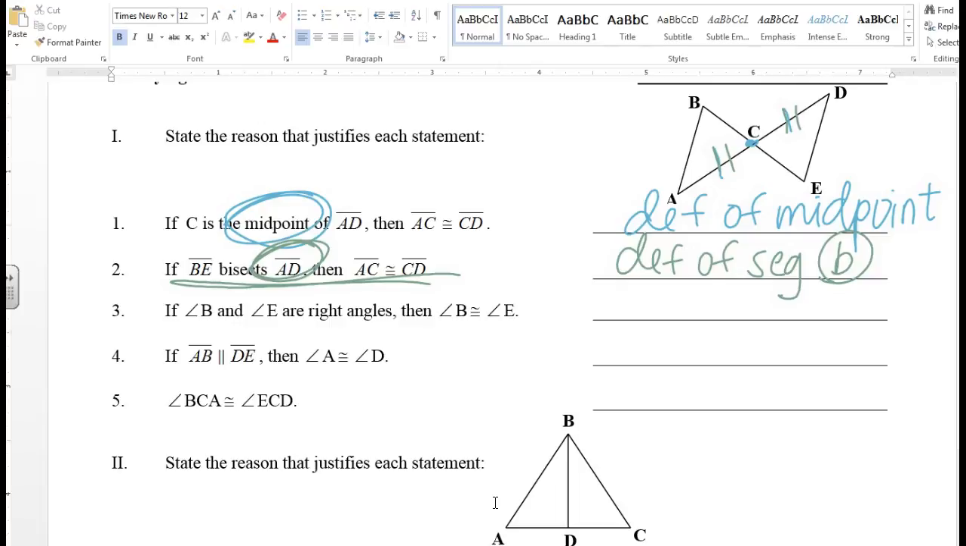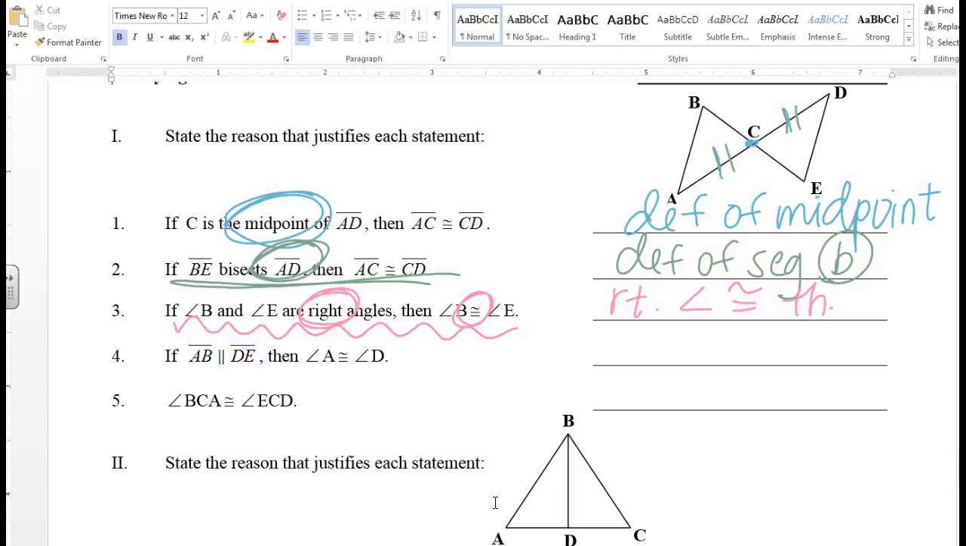Okay, this one's a little bit trickier. If angle B and angle E are right angles, then they're congruent. Ooh, look at your choices. Look at number 6. Is this one definition of right angles? No, you have to be careful. This one's not definition of right angles. This is right angle congruence theorem. That one's a little bit trickier. But the answer's still in the question because I see the word right here and I see a congruent symbol. Right angle congruence. So the answer still is in the question even though it's not definition of right angle.